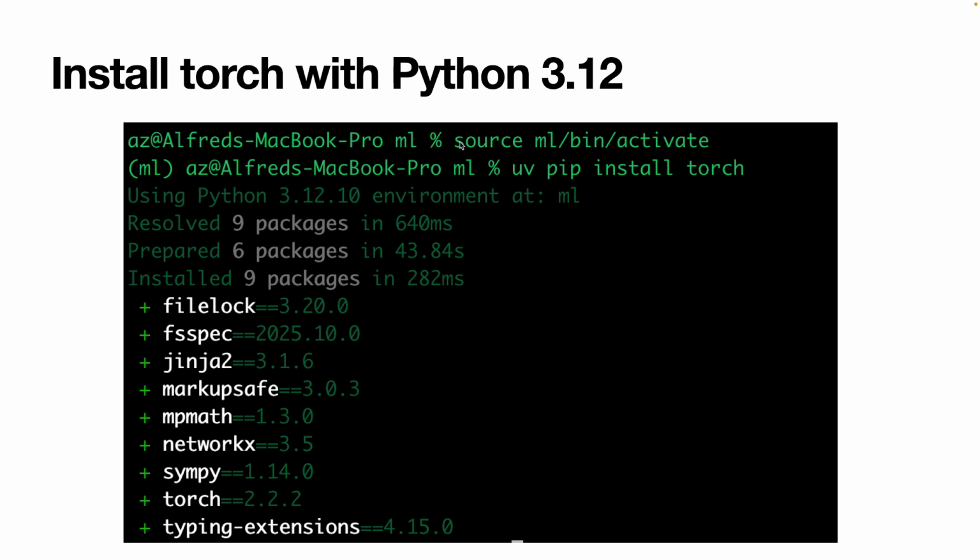So that's all I did. I run this source command and give the directory of activate. You'll see ml in parentheses in front of my system path. That means I'm currently in the virtual environment. Then I could use uv pip install torch. And this time it does let me finish the whole installation process.